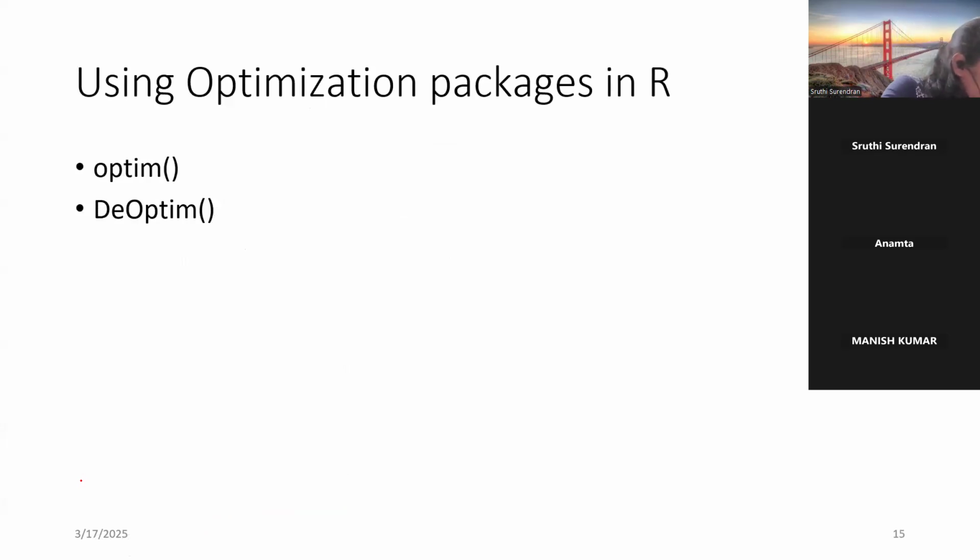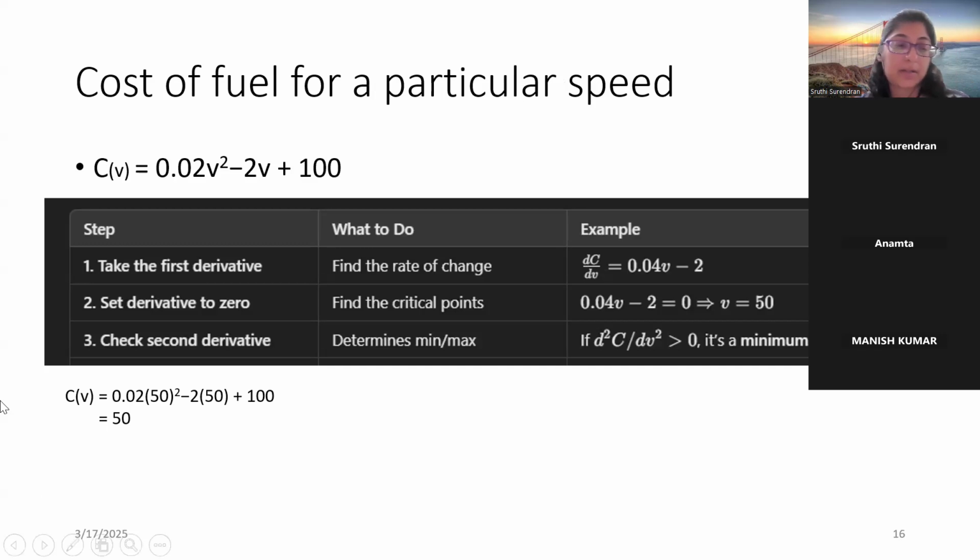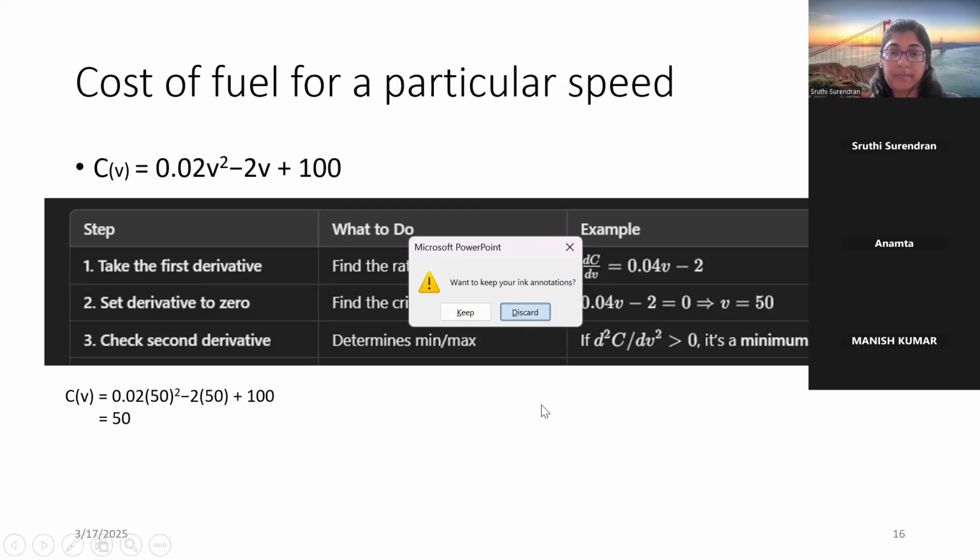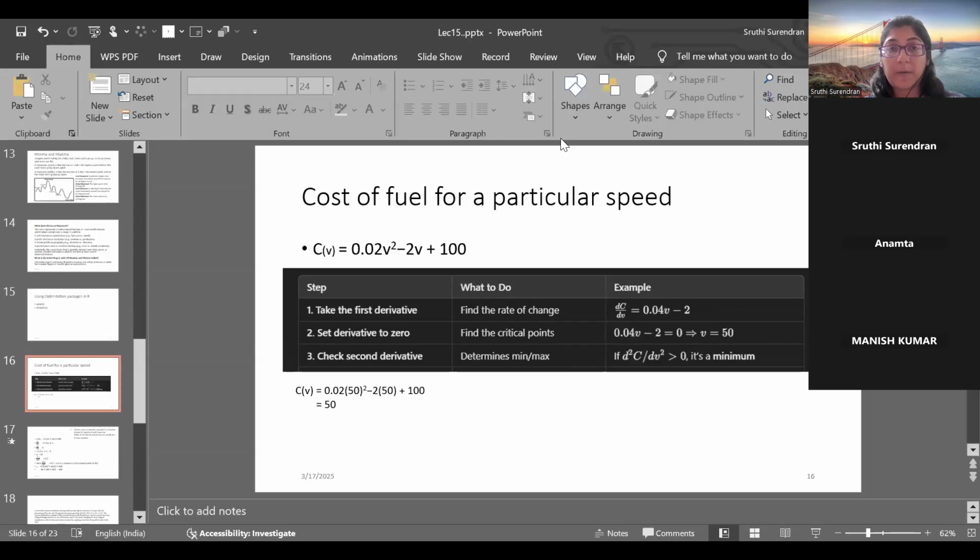Now moving on. When we are running some optimization problems using R, we use majorly two types of packages. One is the Optim package and one is the DOptim package. So today I'll just take you through some concepts in using the Optim package.